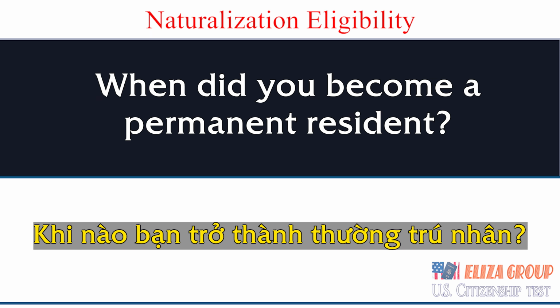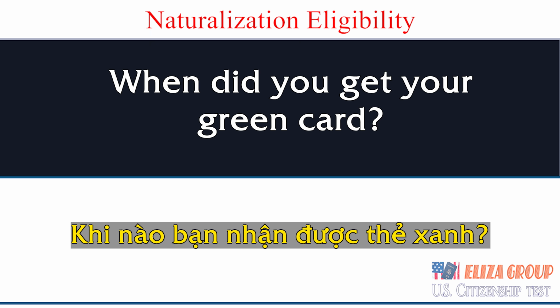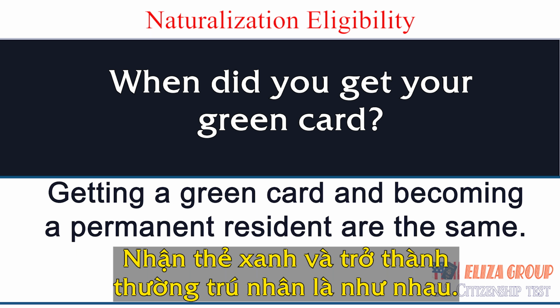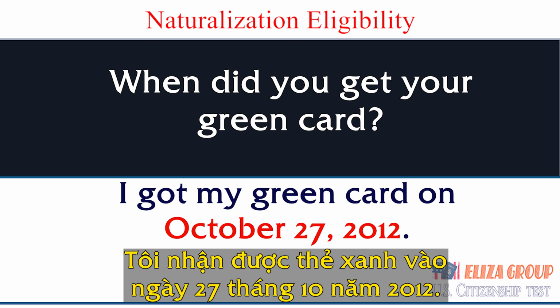When did you become a permanent resident? Or, when did you get your green card? Getting a green card and becoming a permanent resident are the same. I got my green card on October 27, 2012.